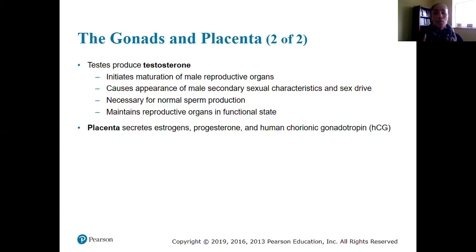And testosterone will maintain reproductive organs in a functional state. The placenta is going to secrete estrogens, progesterone, and another hormone called the human chorionic gonadotrophin, or HCG. This is the hormone that is going to only be released when a woman is pregnant. And of course, it's released by the placenta. And this is the hormone that our pregnancy tests are able to pick up when a woman is pregnant.